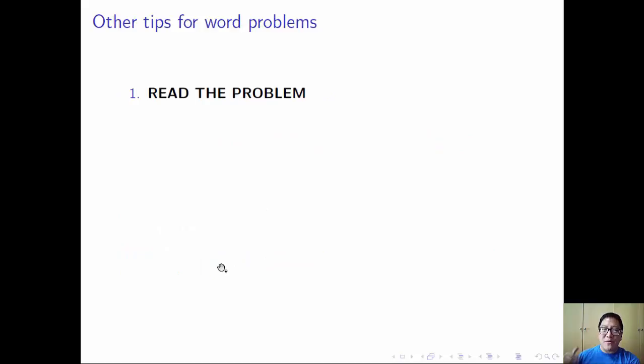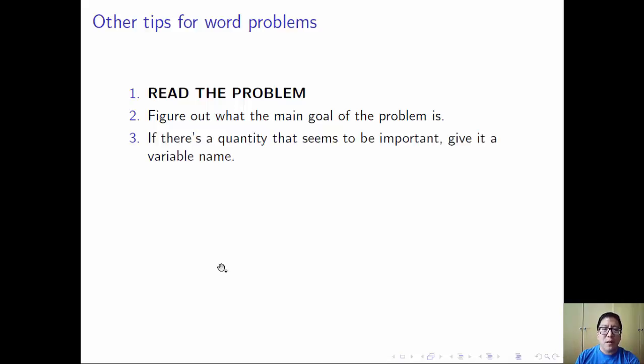All right, so here are some other tips for word problems, other than, of course, the big one, read the problem. So first, start by reading the problem. Did I mention you should read the problem? You should read the problem. Two, you should figure out what the main goal of the problem is. Usually it will often mean the last sentence, but it'll tell you this is the main goal of the problem. Three, if there's any quantity that seems important, give it a variable name. So name everything. Four, it may sometimes help, or maybe often help, to draw a picture of the situation, especially if there's some geometrical content like distance or something.